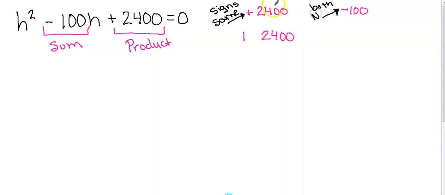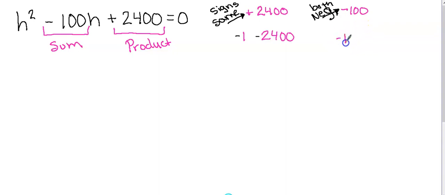I know they're both negative because the product told me they are both the same, and then the add told me that the sameness was negative. So now as I go down this list, I'm going to put negatives on each thing and then follow my rules for adding to see when I get the negative 100 as my sum.